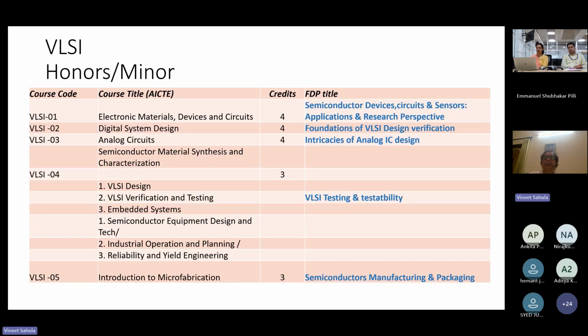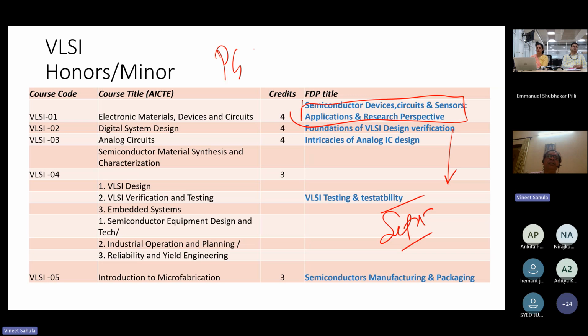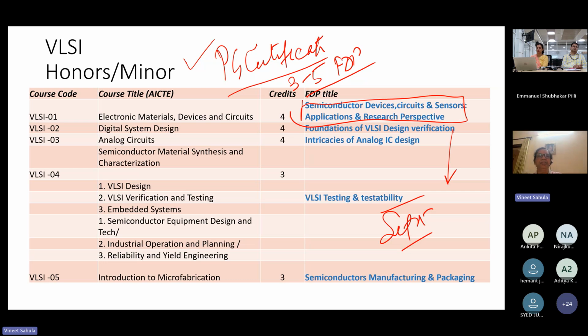For VLSI, this is one of the programs which we are offering, and we'll offer other courses in due course of time till September. So please look forward to other programs. In the end, we'll give you a PG certificate saying that you have specialized in FDPs and attended 3 to 5 FDPs in that area. This will be a separate certificate from your individual FDP certificate, and it is an endorsement that you have specialized in one of the areas.